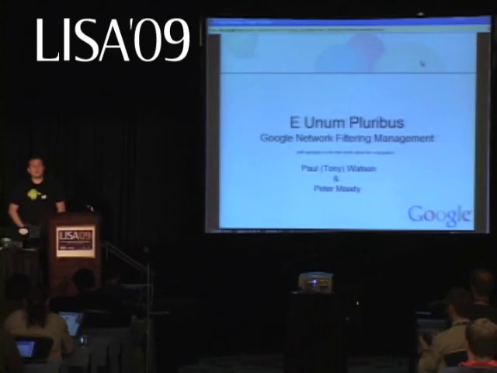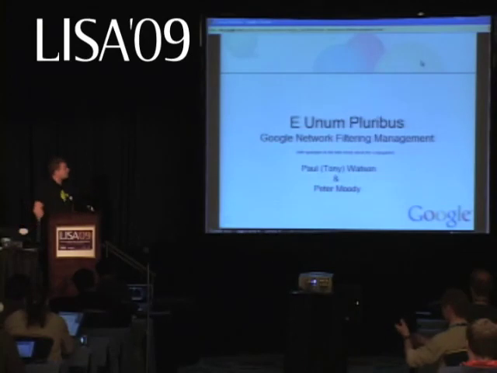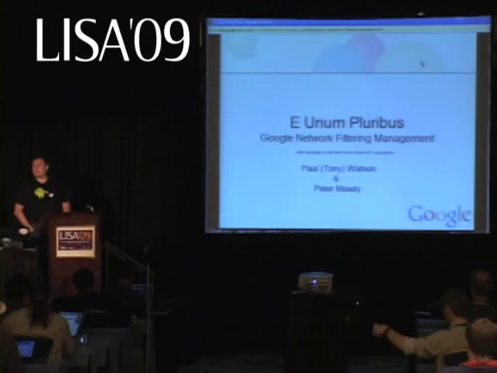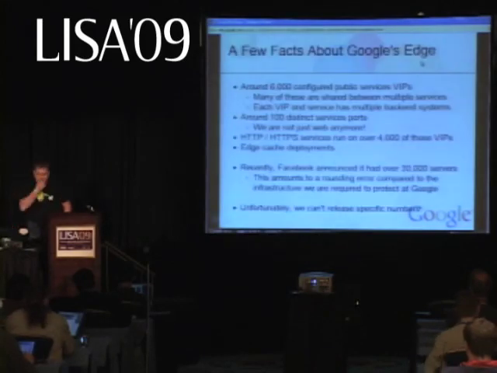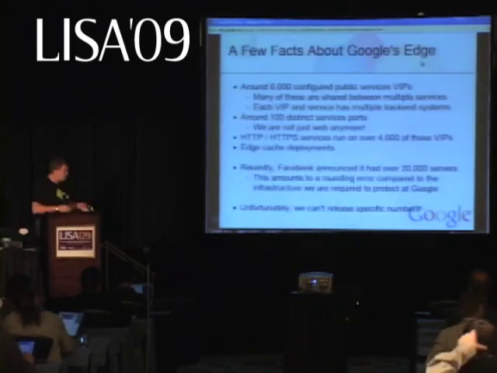We're here to talk about network ACL and filtering management at Google, where we work. The talk today is called Unum Pluribus, which is kind of a flip-flop from Pluribus Unum, which many of you know, and it means out of one, many. So I wanted to start off giving a brief overview of Google.